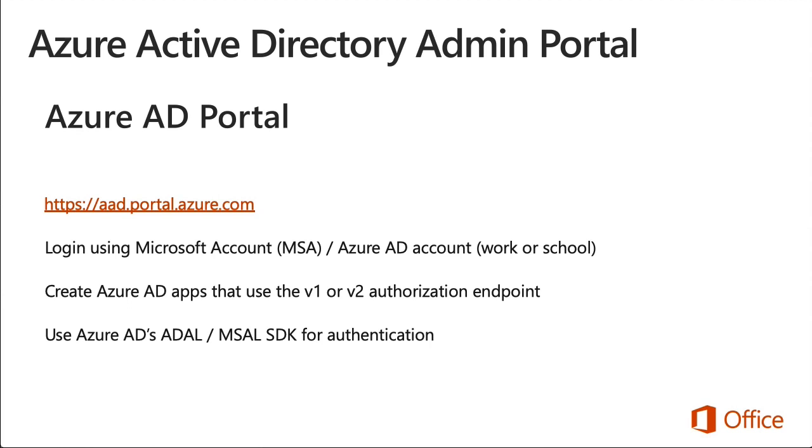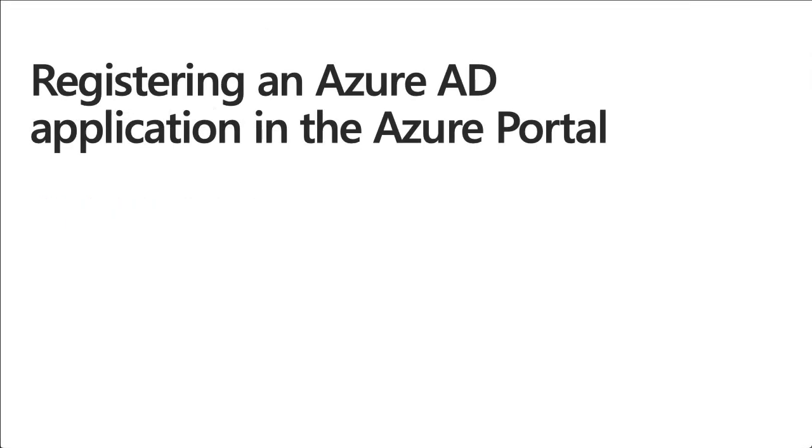This new admin portal is also going to allow you to create and manage both V1 and V2 style Azure AD applications. So you can have access to both the V1 and the V2 authorization endpoints. You're also going to be able to leverage either ADAL or MSAL for authentication. And again, as I said in the last slide, that really is going to be dictated based on what you end up doing with using either the V1 or the V2 endpoint. But because we're dealing with the Microsoft Graph, as I said before, you really are going to want to focus on using the V2 endpoint. Now let's talk about how we register an Azure AD application using the Azure AD Admin Center or Admin Portal.